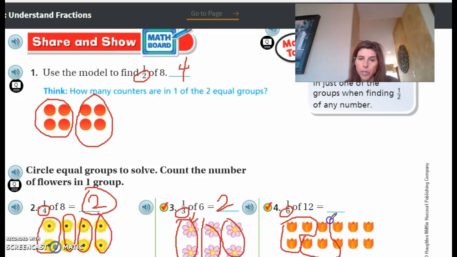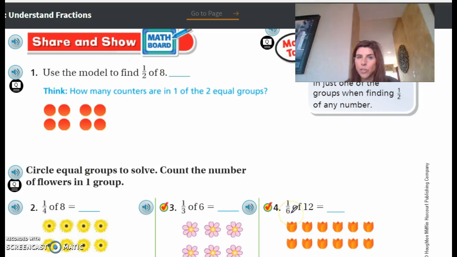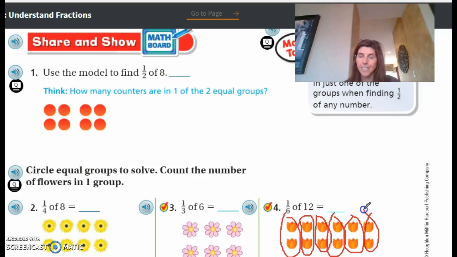1 group, 2 groups, 3 groups, 4 groups. Oh, that does not equal 6 equal groups. So I'm going to have to erase that and try again. Let's try to just put 2 in each group. And we have to make 6 equal groups. 1, 2, 3, 4, 5, 6. We have 6 equal groups. How many are in each group? One of the 6 groups has 2. 1/6 of 12 is 2.